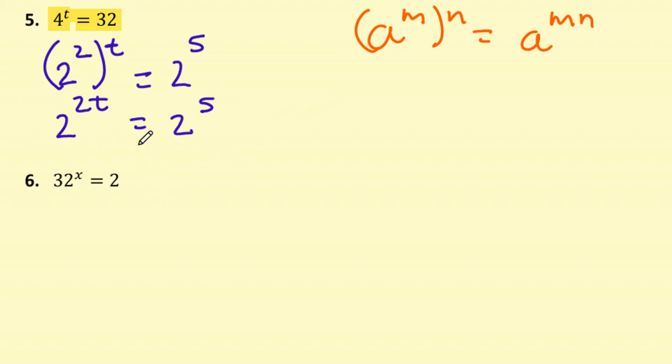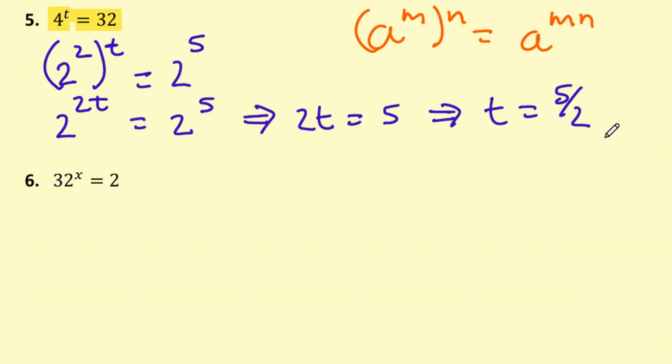Now the bases are the same on both sides of the equation, and that means the powers must be equal. So that means that 2t must equal 5. And in solving, t is equal to 5 over 2.